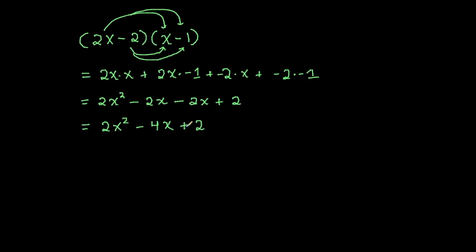And that's it. So the main idea here is that when you're multiplying two expressions, just multiply all the terms of one expression by all the terms in the other expression, and that's it. So that's the principle that we covered here.